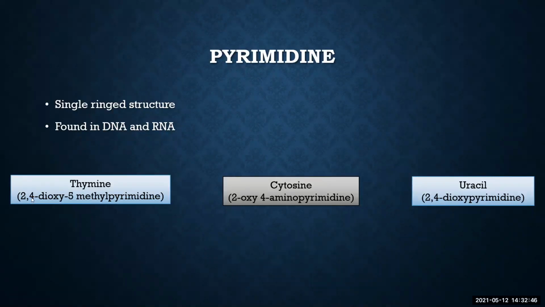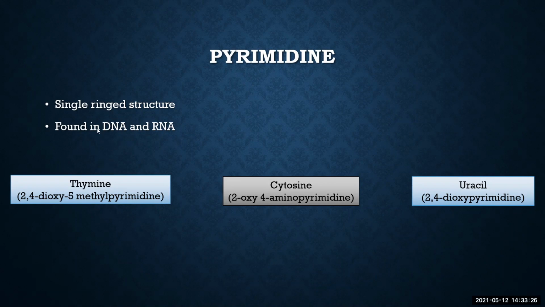Okay, so thymine, the chemical name is 2,4-dioxy-5-methyl-pyrimidine. For cytosine, 2-oxy-4-amino-pyrimidine, and for uracil, 2,4-dioxy-pyrimidine. If you see the difference between thymine and uracil, the only difference is the presence of a methyl group in thymine. Okay, so thymine has the methyl group, which is absent in uracil. Now, this is very important. That's why we have three pyrimidine bases present in DNA and RNA, while only two purine bases. Okay, so that difference happens. I will explain it when we come to that.